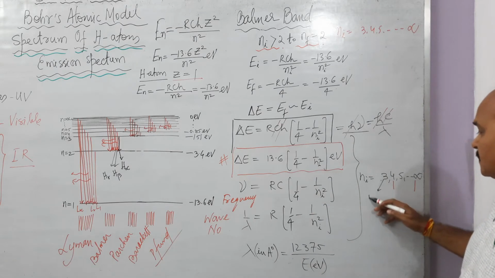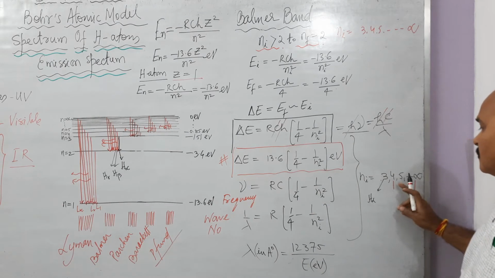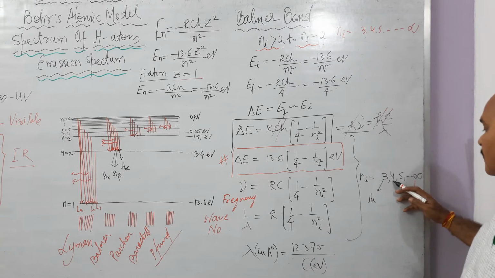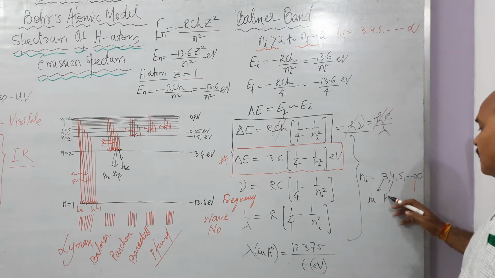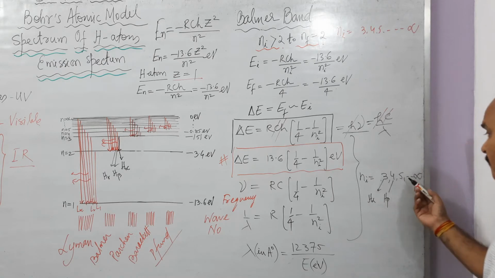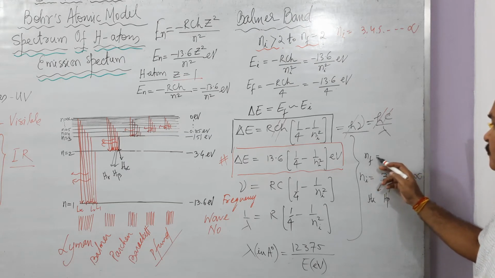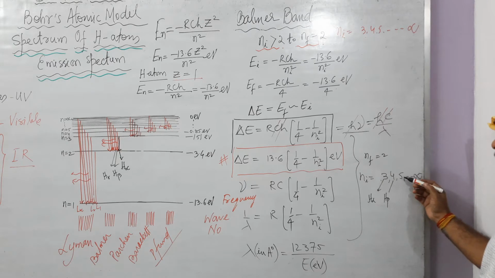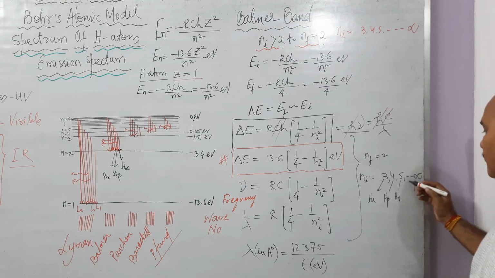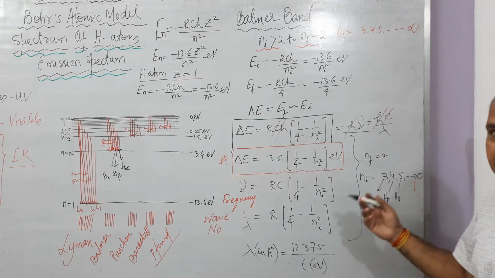This is the H alpha line from 3 to 2. When the transition takes place from 4 to 2, we get what? The H beta line. When the transition takes place from 5 to 2, remember Nf is equal to 2, we get what? Alpha, beta, gamma, and then 6 to 2, delta, and so on.